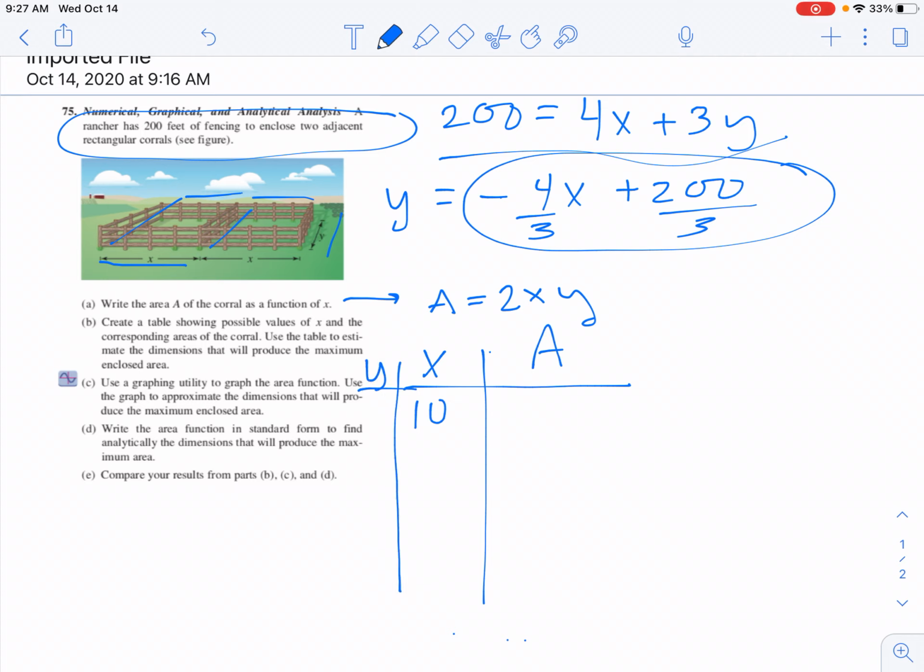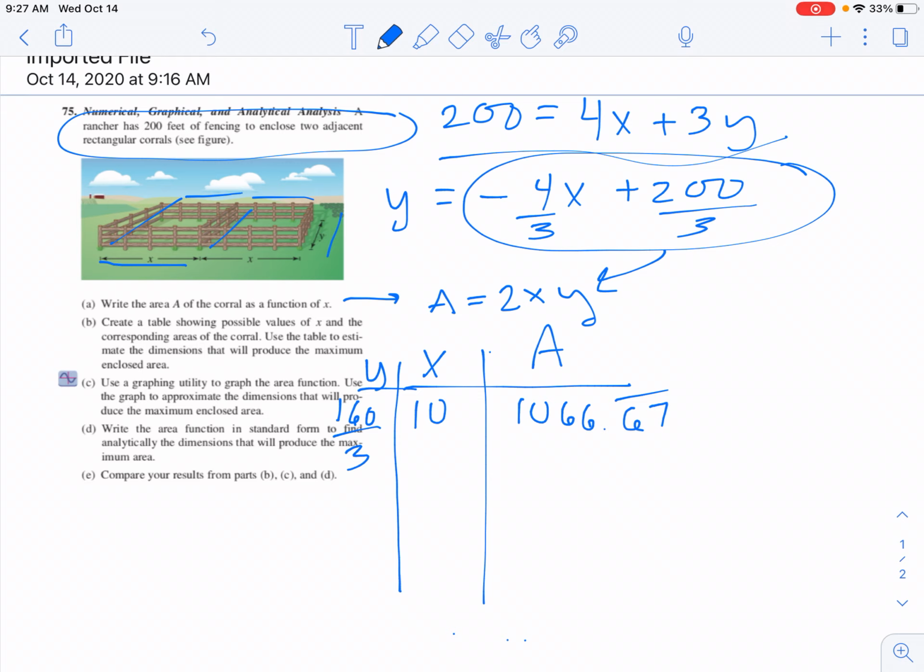If x is 10, then y is negative 4/3 times 10 plus 200 thirds. And I get y is 53.3 repeating, or 160 divided by 3. And then I would multiply 2 times 10 times 160 thirds. So that's one way. Another way is to use algebra and substitute that in for y right away.